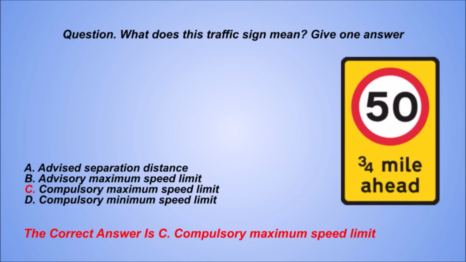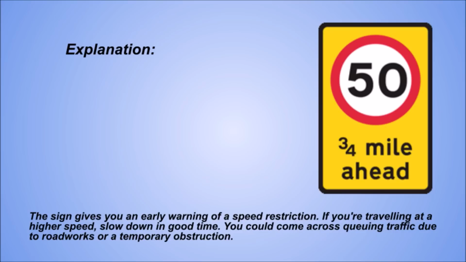Compulsory maximum speed limit. Explanation: the sign gives you an early warning of a speed restriction. If you're traveling at a higher speed, slow down in good time. You could come across queuing traffic due to roadworks or a temporary obstruction.